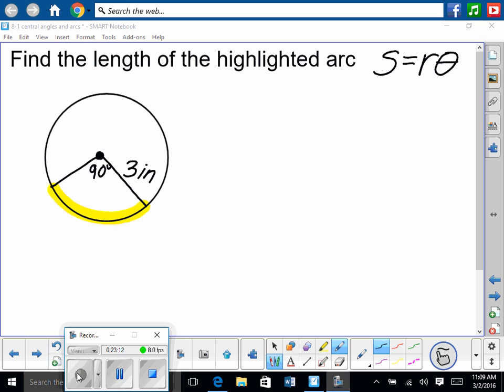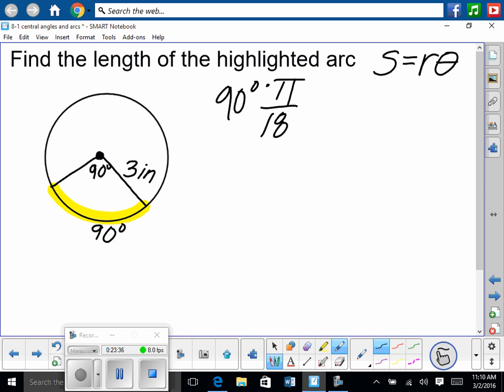So here's my first example, guys. Stay with me, we're moving at a slow pace. It says, find the length of the highlighted arc. We want to know this length. This is 90 degrees, but we can't say the length of the arc is 90 degrees. We do know that it's in degrees, so can't we change 90 degrees to radians? Let's do that. 90 degrees times pi over 180 is 90 pi over 180, which is pi over 2. So 90 degrees is equal to pi over 2.